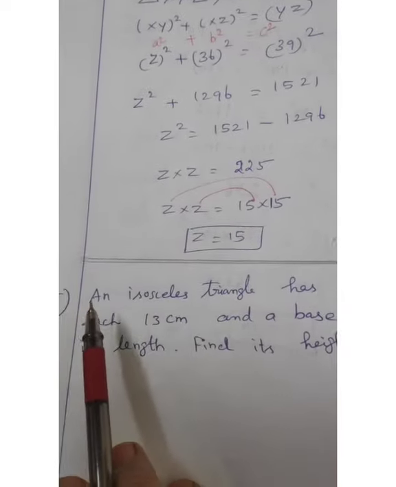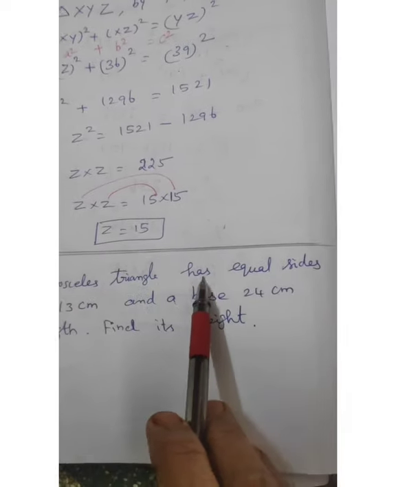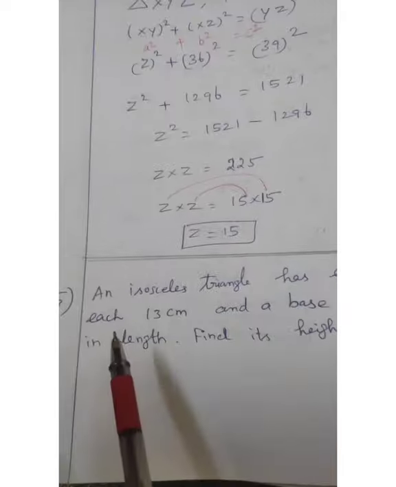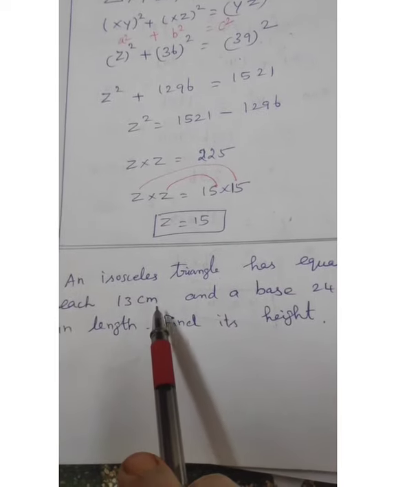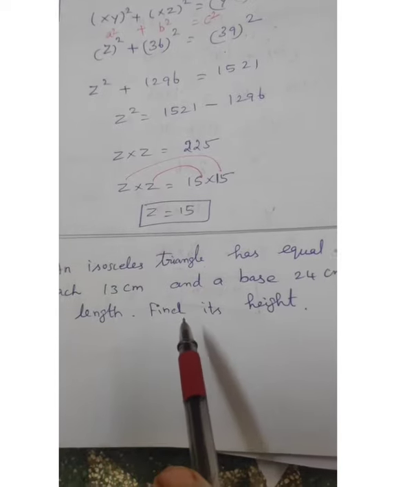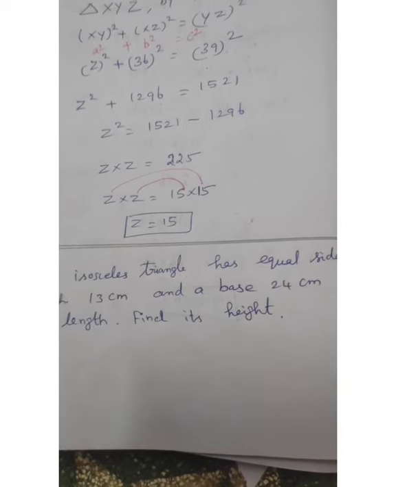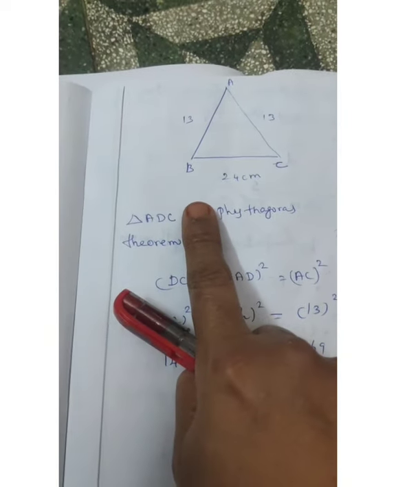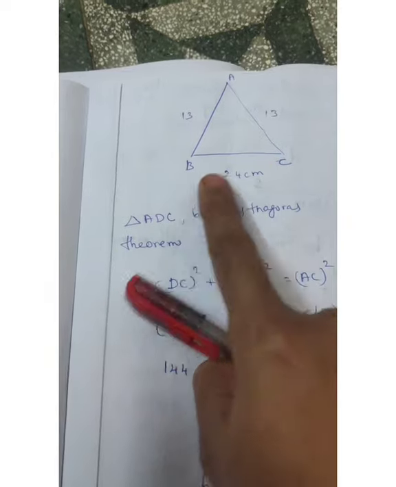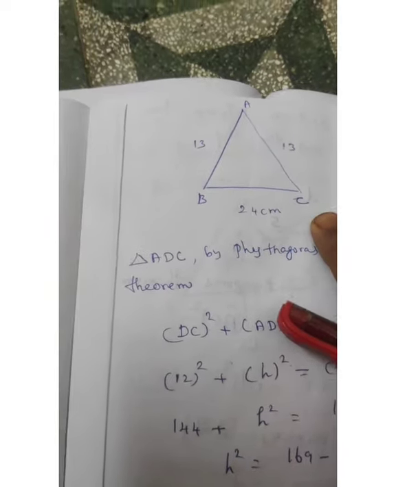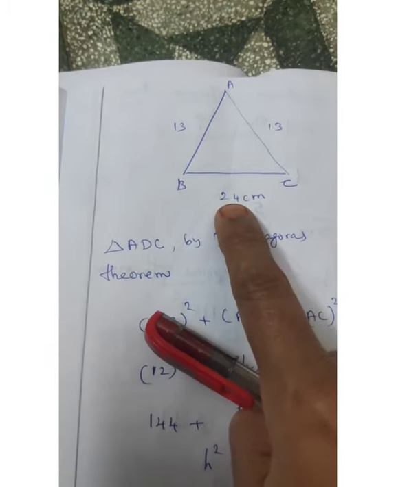Next, fifth question. An isosceles triangle has equal sides, each 13 centimeter and base equal to 24 centimeter in length. Find its height. See there, I draw one triangle. BC equal to ABC, you write there. I will take in ABC. Okay. Now base equal to 24.